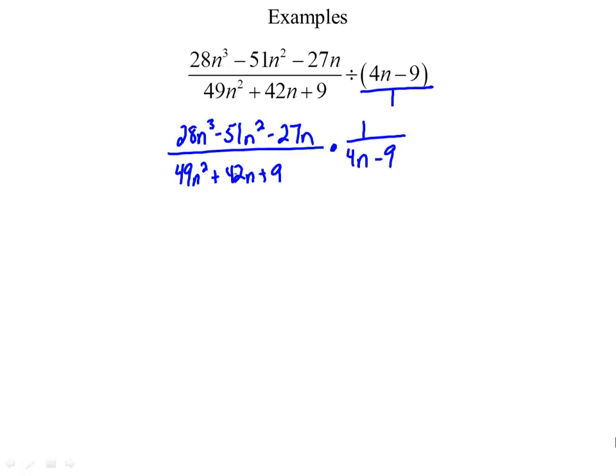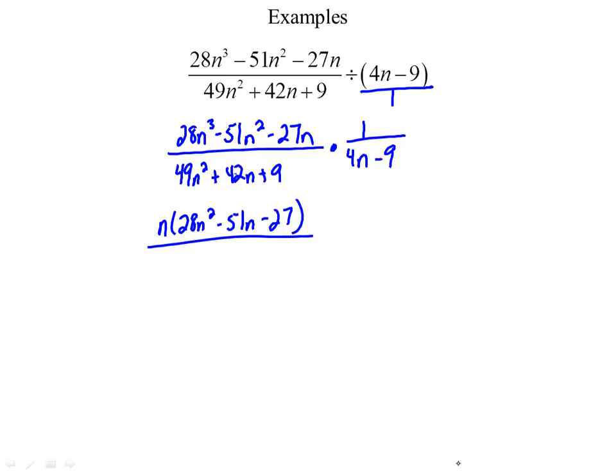In the numerator, let's see. Is there anything that will come out of 28, 51, and 27? Alright, so again, out of the top, I know an n will come out. So that's going to turn into 28n squared minus 51n minus 27.